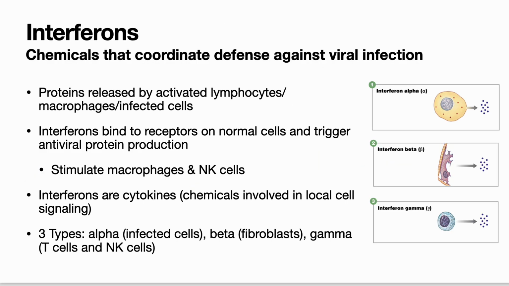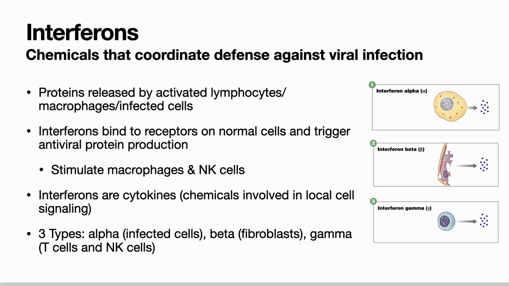Okay, our next mechanism is interferons. Now, these are chemicals or proteins that coordinate defense against viral infections. We're going to see that there are 3 different kinds of interferons: an alpha, a beta, and a gamma. We'll come back to that in a second. But basically, these are proteins that are released by activated lymphocytes, macrophages, or infected cells themselves. So there are several sources of interferons.